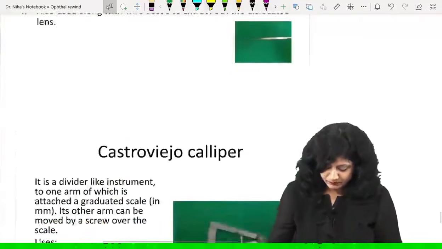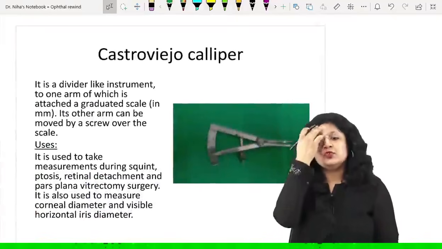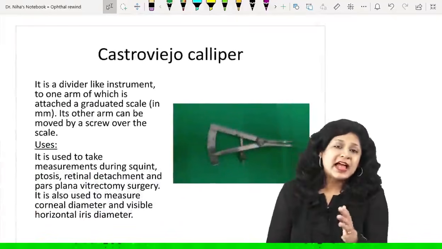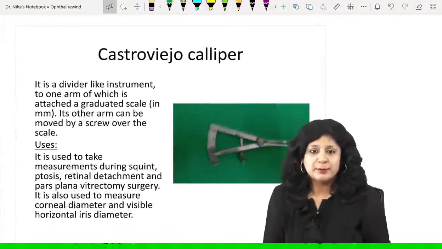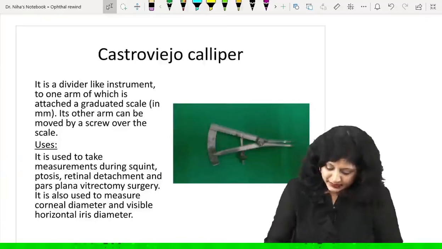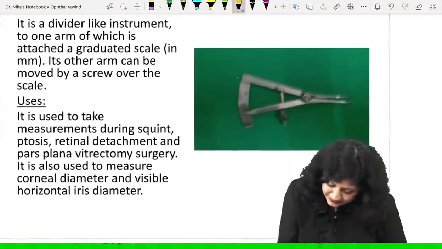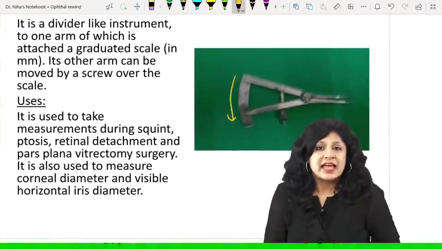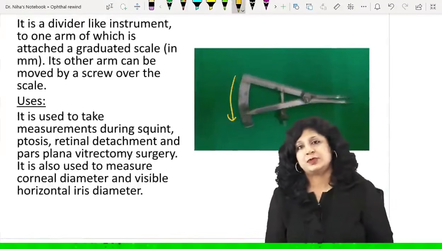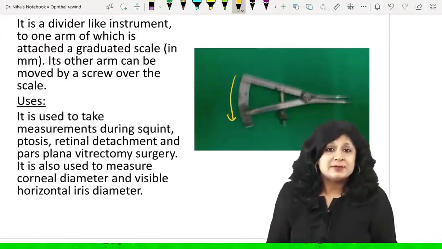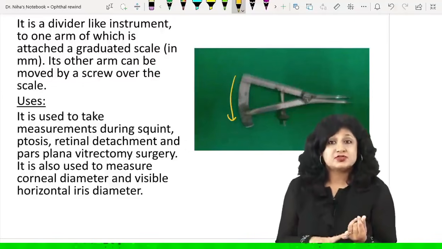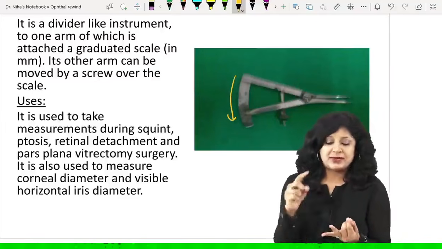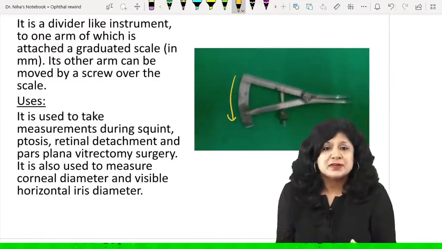Okay. Now comes to important instrument. Now here identification is not a problem. You can see the calipers here, right? You can see the markings here. So basically this is a Castroviejo calipers which is used for the measurement. So where do I require the measurements? When I am doing the squint surgery, I require perfect measurements. When I am doing the ptosis surgery, I require the measurements.